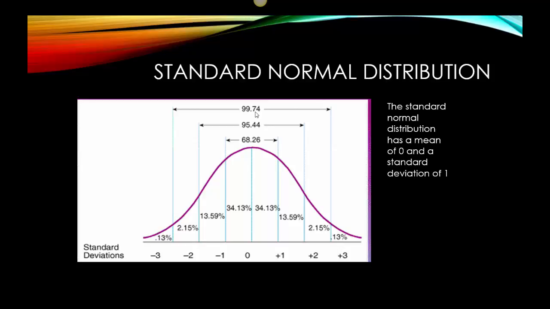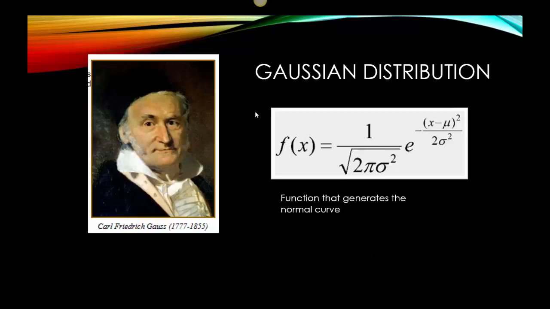All right. So where did this come from? This came because it's also called the Gaussian distribution. So this came from Carl Friedrich Gauss. He's a very important mathematician. You can see back from 1777 to 1855, he was alive.